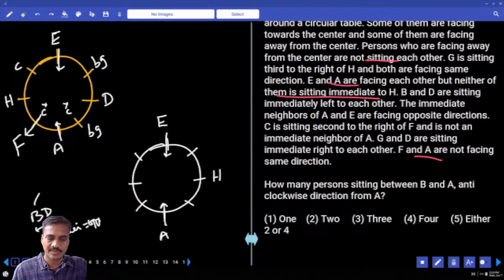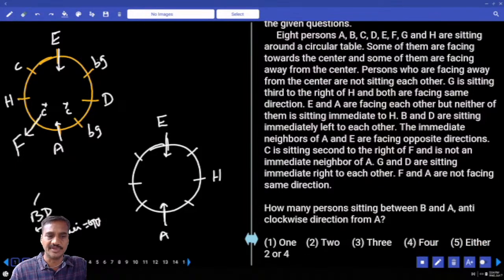Then next one, any other information we have? Now B and D. Now we have one more piece of information. What is that information here? The persons who are facing away from the center are not adjacent to each other, isn't it? They are not adjacent to each other.